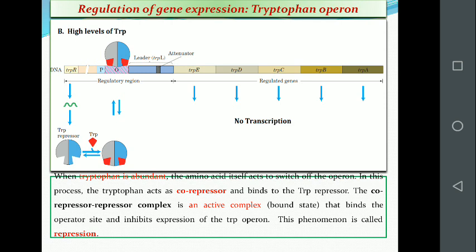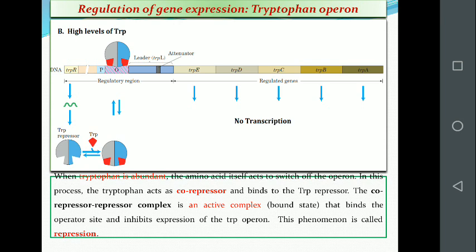Once it stops temporarily, then what happens? The cell will utilize the tryptophan. Once again, the tryptophan levels go down, and once the levels are less, then again the tryptophan operon is switched on. Therefore, the switching on and switching off takes place alternately. That will ensure the steady supply of tryptophan for the cellular needs.